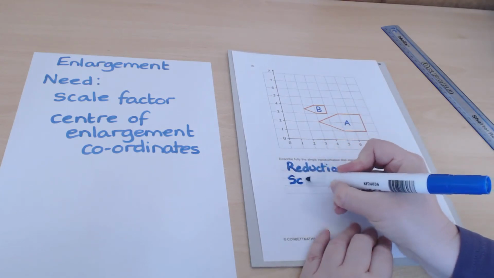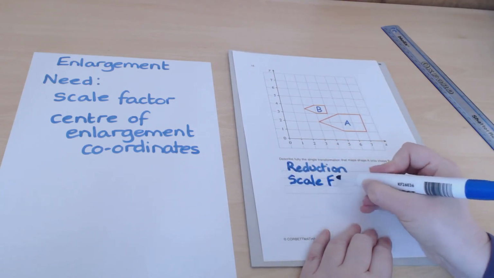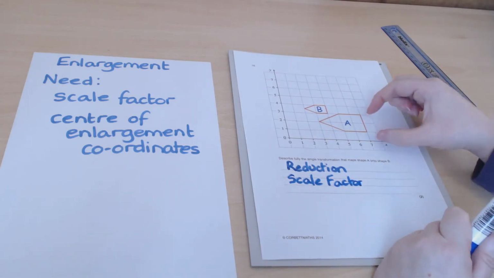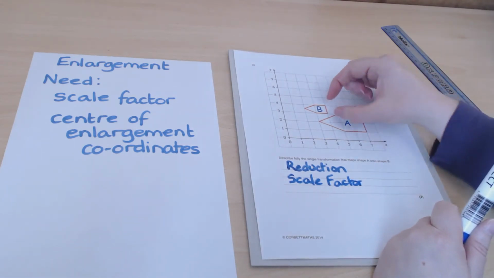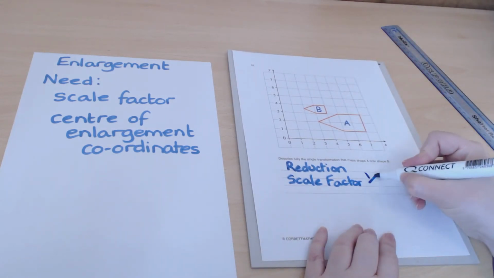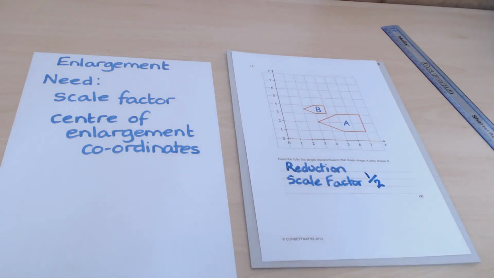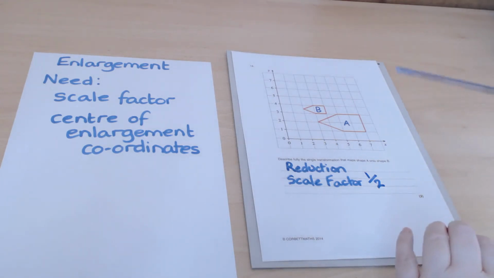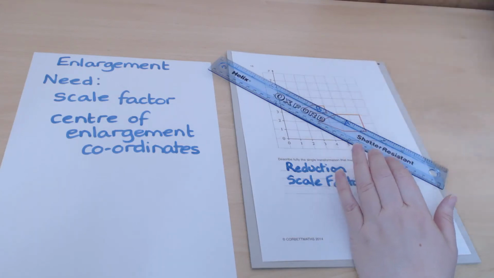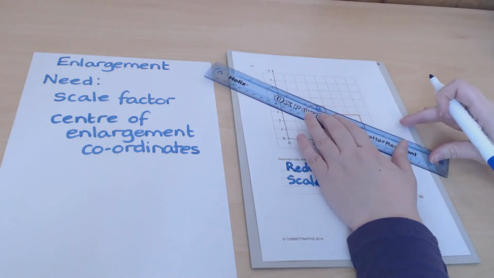So now we need to look at the scale factor. Again, just pick the easiest bits to look at. So it starts off as being 2 and it becomes 1. So it's a scale factor of a half. We've halved the measurements. So once again, now we need to find that coordinate. So we're going to go and draw our lines through all those points again. So just make sure you're doing the same point on both shapes, okay?